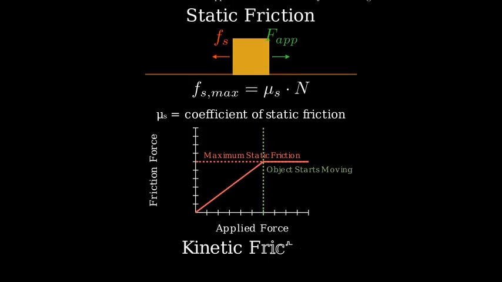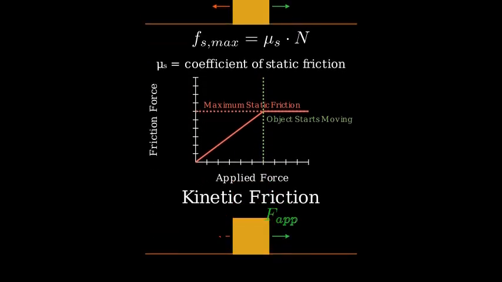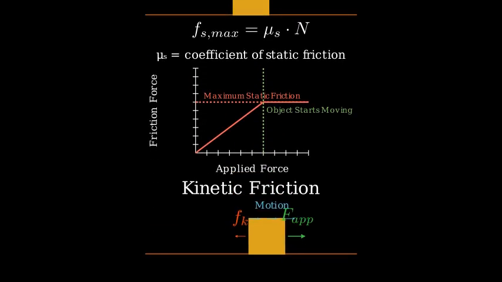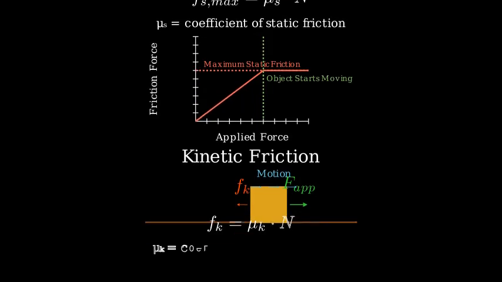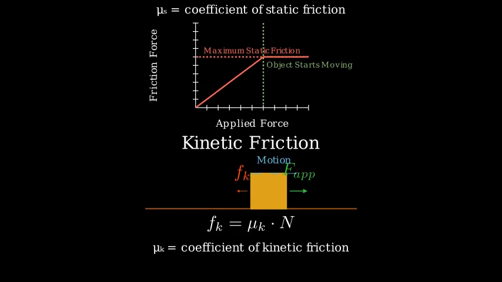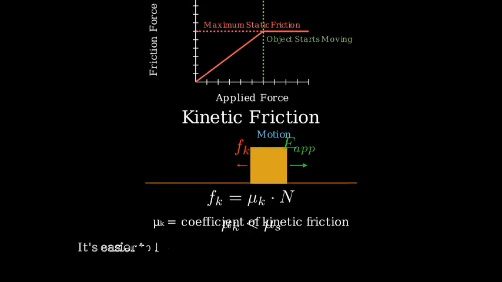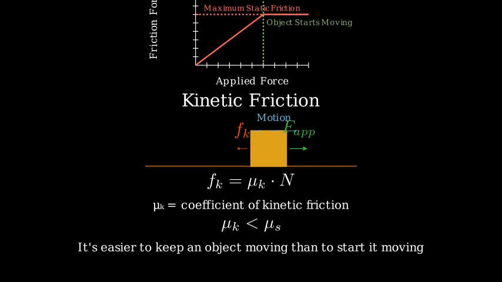Now, let's talk about kinetic friction. Kinetic friction acts when an object is moving relative to the surface. It's typically less than the maximum static friction. The formula for kinetic friction is F sub k equals mu sub k times N, where mu sub k is the coefficient of kinetic friction, and N is the normal force. The coefficient of kinetic friction is usually less than the coefficient of static friction for the same surfaces, which is why it's easier to keep an object moving than to start it moving.